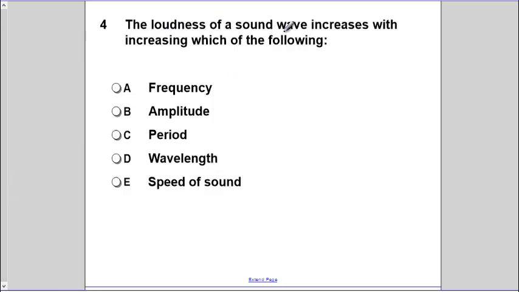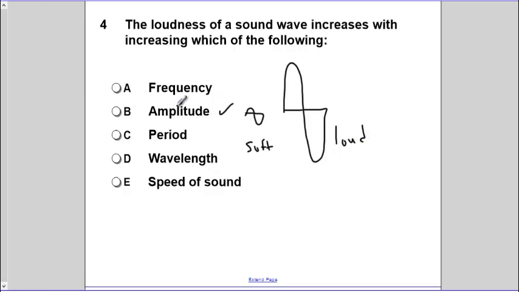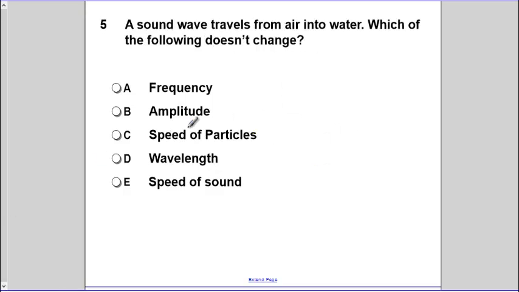The loudness of a sound wave increases with amplitude. So this is a soft sound wave. And this is a loud one. Sorry about that. So this is soft. And over here is loud. And that's the amplitude. The height of the wave is the amplitude. So this is a small positive amplitude, a large positive amplitude, a small negative amplitude, a large negative amplitude. So again, the height of the wave is the volume.